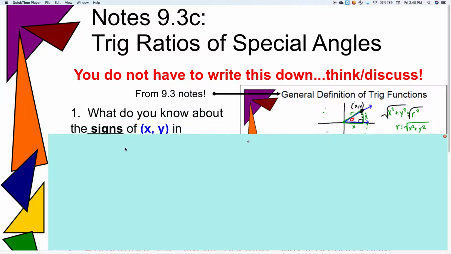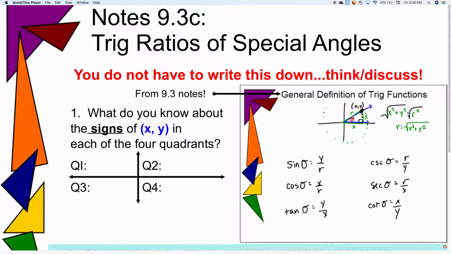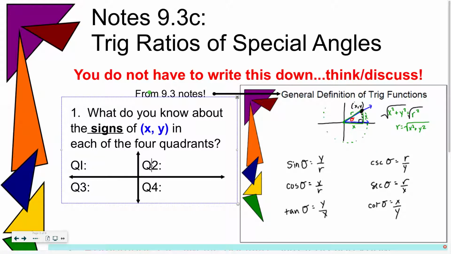Oh, and I forgot to fix this, but I labeled my quadrants wrong. We'll get to this slide in a little bit, but this we did, I think it was Monday, the general definition for the trig functions, where we changed from SOHCAHTOA to a more algebraic approach where we said sine was y over r, cosine was x over r, and tangent was y over x. So we'll get there in a minute. But what I want you to do is have a conversation with your groups right now. What do you know about the signs that would be positive and negative of x and y in each of the 4 quadrants? And I had labeled my quadrants incorrectly.